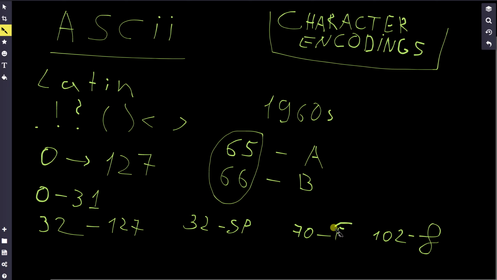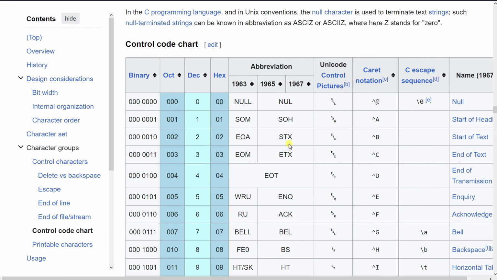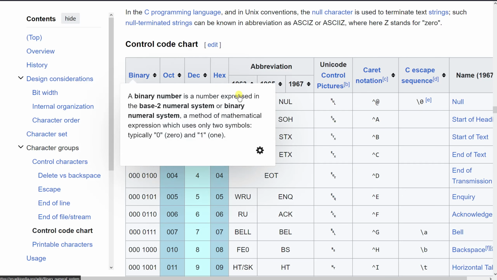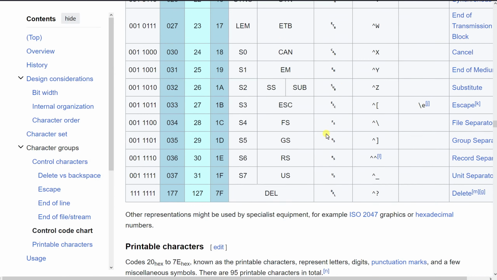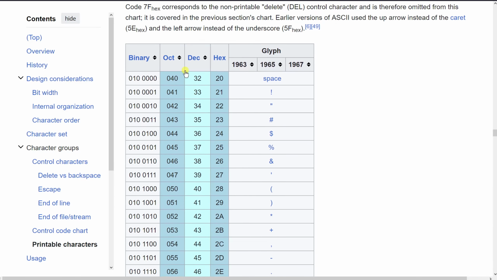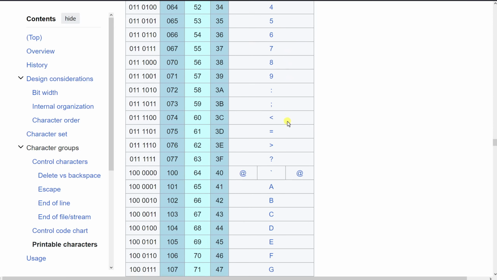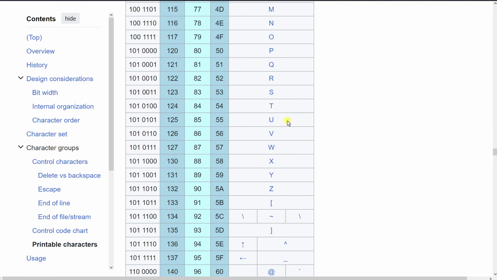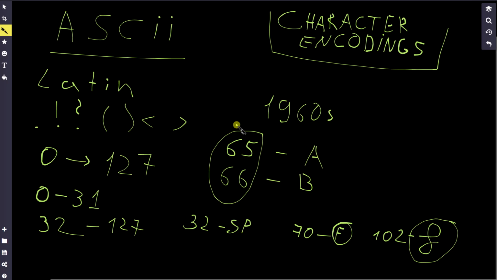Note, by the way, that lowercase and uppercase are represented by different codes because we have to differentiate those somehow. You can find the full list of all the codes in this article. Here is the decimal representation and here is the binary representation, and you can see, for example, that 32 is indeed space. Then here is the exclamation mark, quotation mark, etc. So here is the whole list of all the codes that we can utilize.